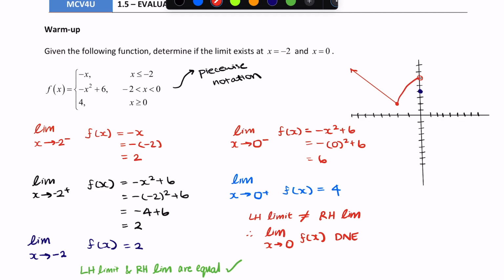And this is represented here as -x² plus 6. So that's the semi-parabola here. And this one is represented as -x, which is the linear line here as well. And then lastly, when x is greater or equal to 0, we see that it is equal to 4 from the right-hand side. And it will just be a straight line at 4.